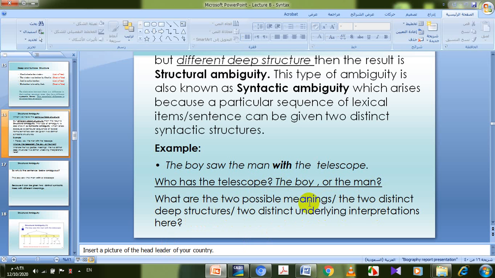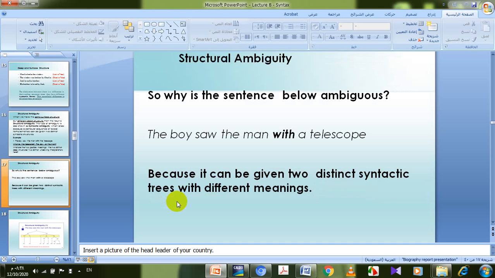So this is important. What are the two possible meanings? What do we mean by meaning? The two deep structures, because the deep structure is sometimes called the meaning. What are the two possible meanings, or the two distinct deep structures, or the two distinct underlying interpretations? When we are talking about the distinct underlying interpretations, we are talking about deep structures and the meanings. So let's have a look.